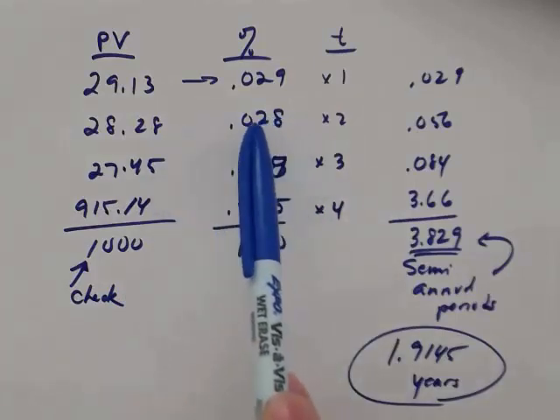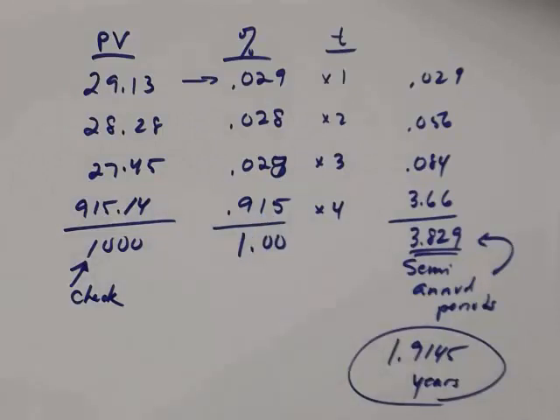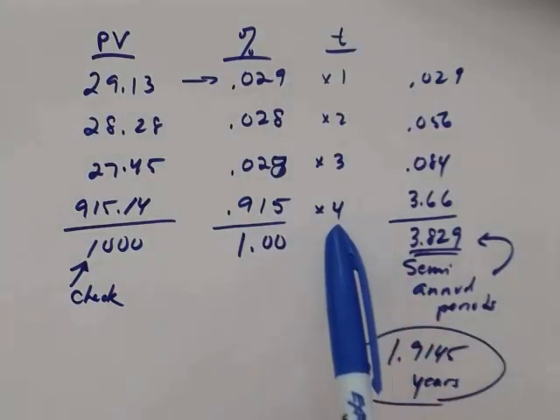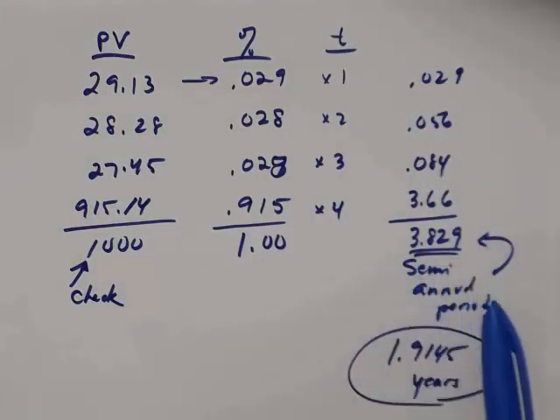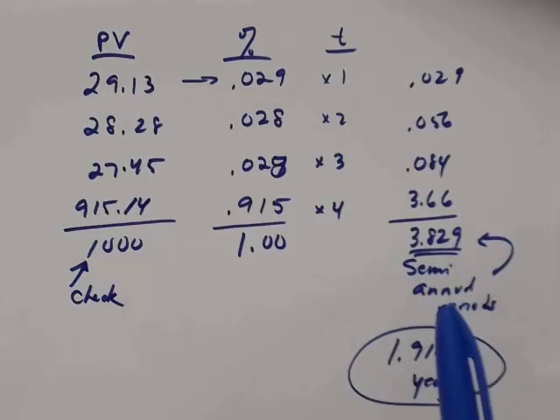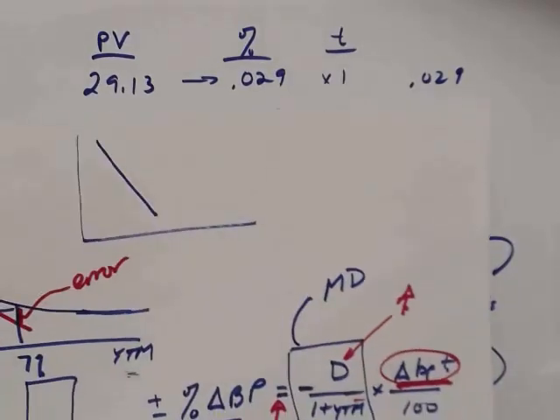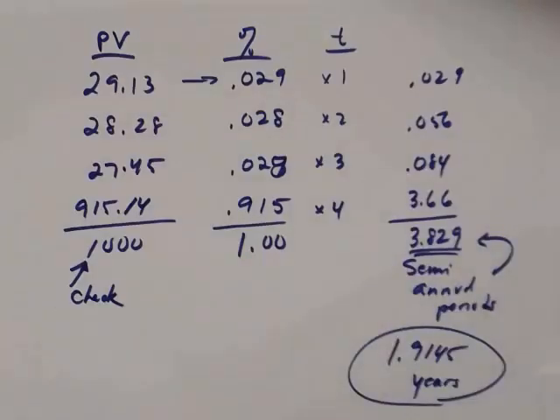And then we have 2.8, 2.8. I got a little rounding here. And then, almost 92% of the bond is tied up in the last cash flow, period 4. If we take those percentages, multiply them by t, the time, and then add them up, we get the duration. But this duration is in semi-annual periods. Just divide it by 2 to get it in years, because the formula that we're looking at here needs duration in years, D in years.